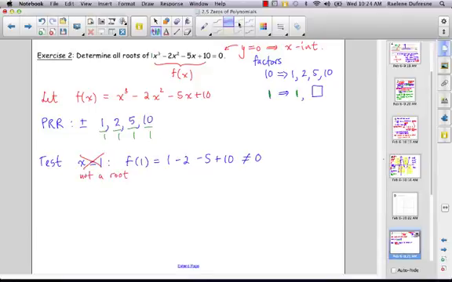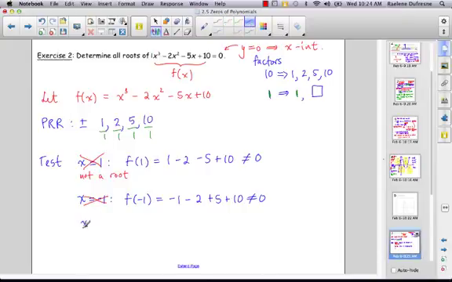So we pick another value, maybe x equal to negative 1. The reason I'm choosing it is because we don't have to change the coefficients except for the plus or minus, based on whether we have negative 1 to an odd or negative 1 to an even exponent. So here f of negative 1 equals negative 1 minus 2 plus 5 plus 10, and we see that this is not equal to 0 either. Okay, so x equal to negative 1 is not a root.